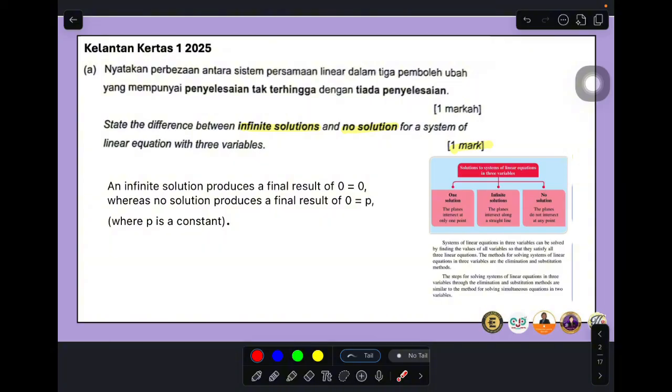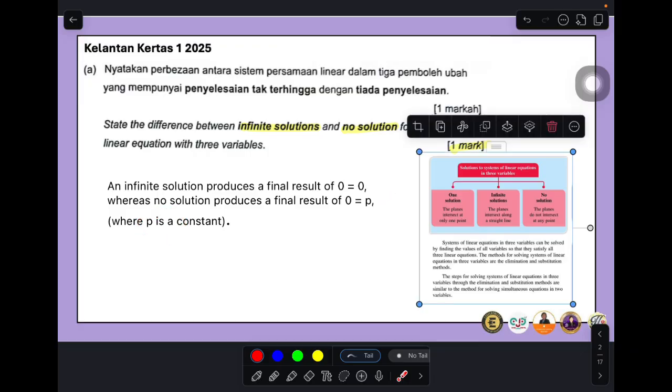So the difference between infinite solutions and no solution is, when we find the solutions, for the final result, infinite solutions will give us the answer 0 equal to 0, okay? But for no solution, we get the result 0 equal to p. The p is a constant value, all right? Just state the difference like this.